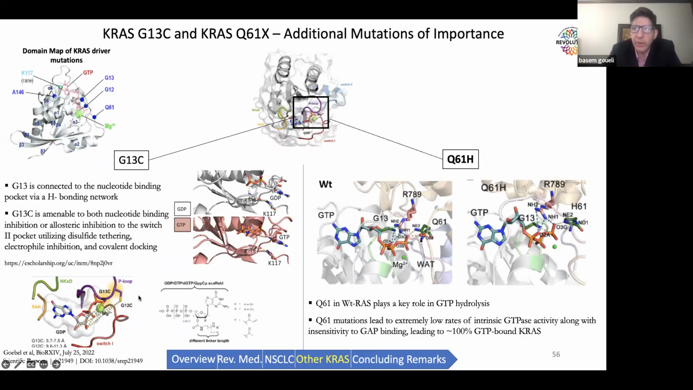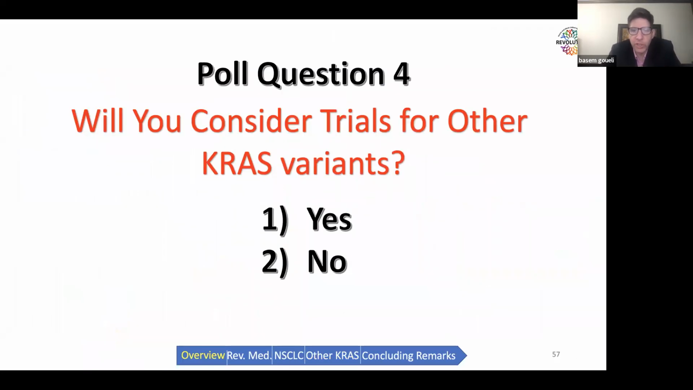Now, not just KRAS G12D, but we also have KRAS G13C and KRAS Q61X or Q61H that are being targeted. We're going to skip this a little bit just in the interest of time, but you can refer back to this slide. But please know that there are inhibitors being developed to target these specific mutations as well. So poll question 4, we will skip as well just in the interest of time.